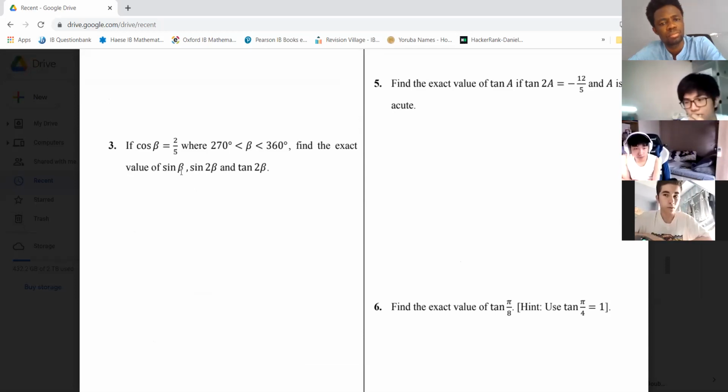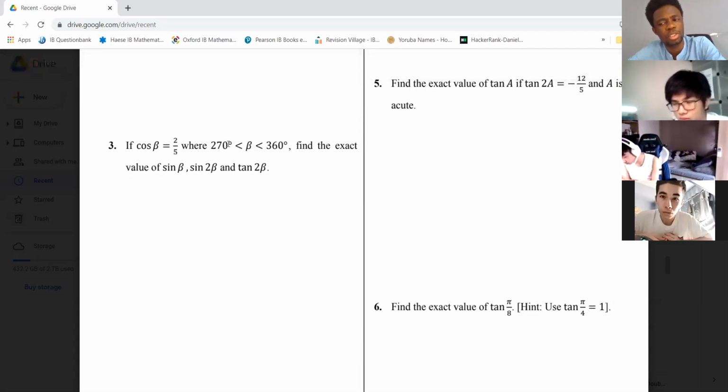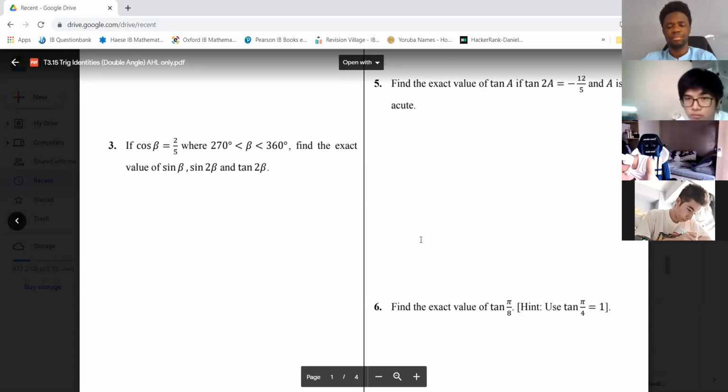Positive. Why positive? Because it's between 270 to 360. Your sine beta shouldn't be positive. Look at where beta is. Beta is in the third quadrant, where only tan is positive. Right, yeah. You get what I mean?